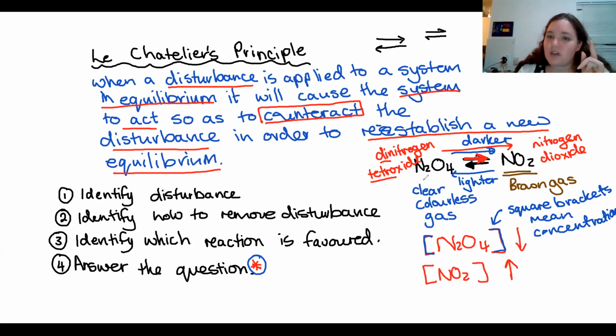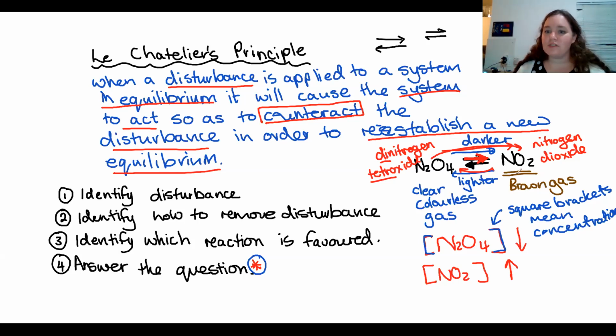So if we start with dinitrogen tetroxide and we're turning it into nitrogen dioxide, and the forward reaction is favored, it's going to mean that the N2O4 turns into NO2 faster than the NO2 breaks down into N2O4. Because this is turning into this faster than this is turning into this, I've made a big arrow and a little arrow. That means that overall we're going to have a net production of nitrogen dioxide. We'll be making more nitrogen dioxide than we're breaking down.